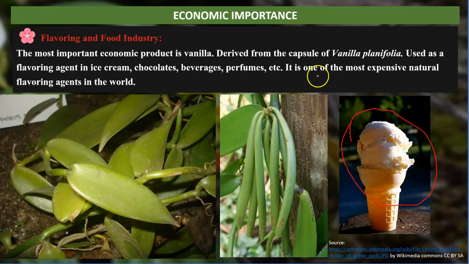So the name of the orchid is Vanilla planifolia. The essence, or the essential oil, is extracted from the capsule. These are the capsules. That capsule produces the essence which is used in ice creams, perfumes, chocolates and beverages. It is the most expensive natural flavoring agent in the world.